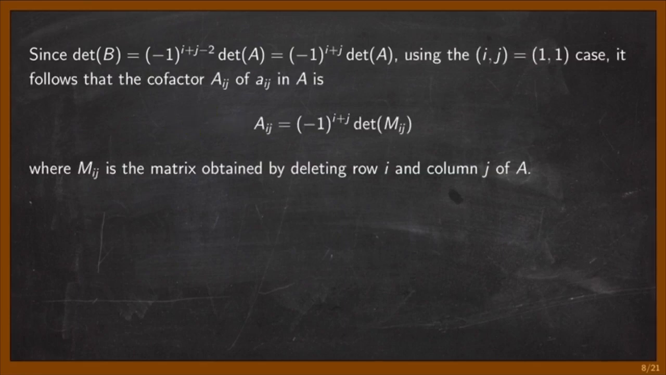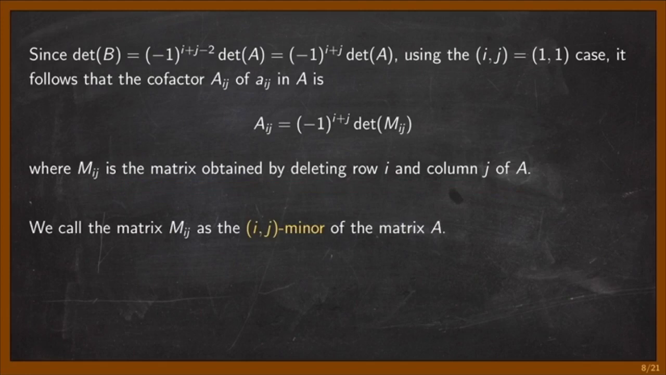Using the i,j equals 1,1 case, it follows that the cofactor A_ij, capital A_ij, of the entry a_ij in the matrix A is the following. The cofactor is simply the extra factor negative 1 raised to i plus j times the determinant of the matrix obtained by deleting row i and column j. We call the matrix that remains when you delete row i and column j the ij minor of the matrix A.